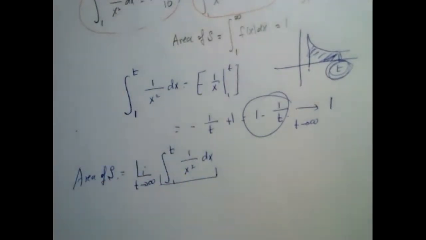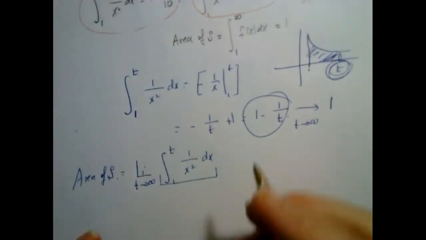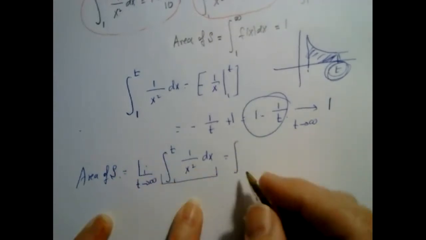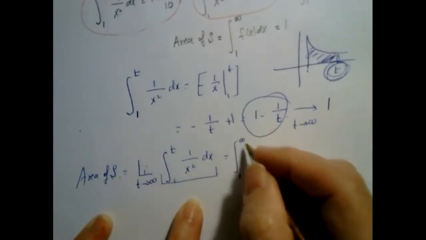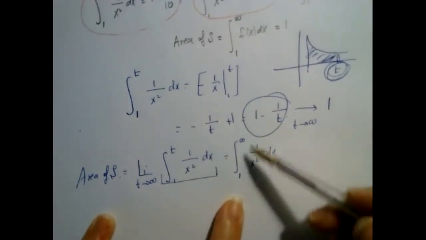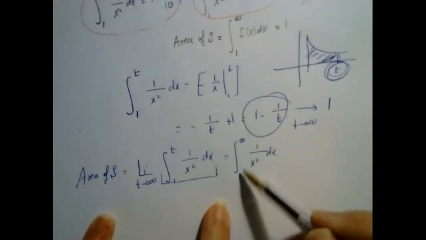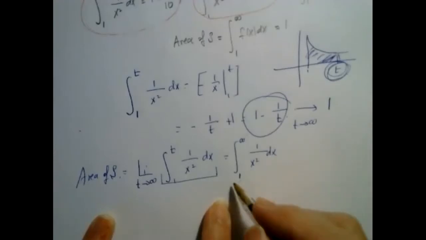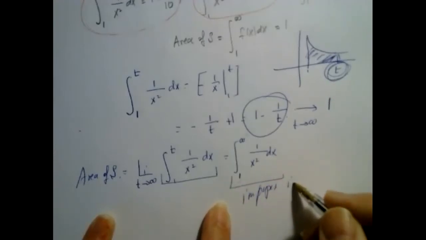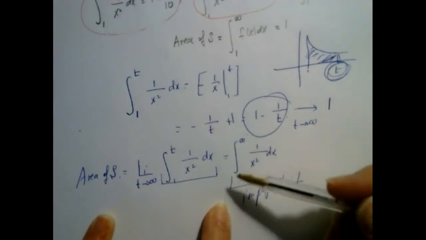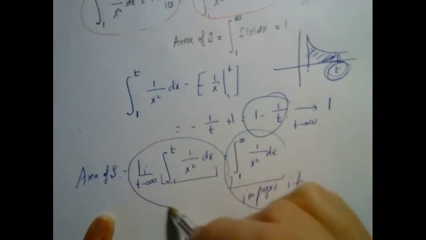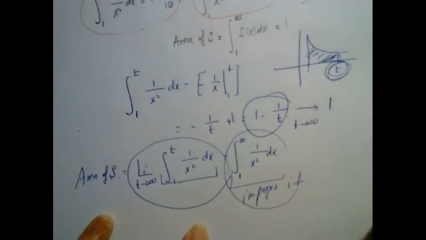Right? So that's the motivation of the definition. And this limit, we're going to denote it by the integral from 1 to infinity of 1 over x squared dx. So we're going to give a definition for this integral from 1 to infinity that we are going to call an improper integral, because it's an integral over an infinite domain. We're going to define it to be the limit of those finite integrals.